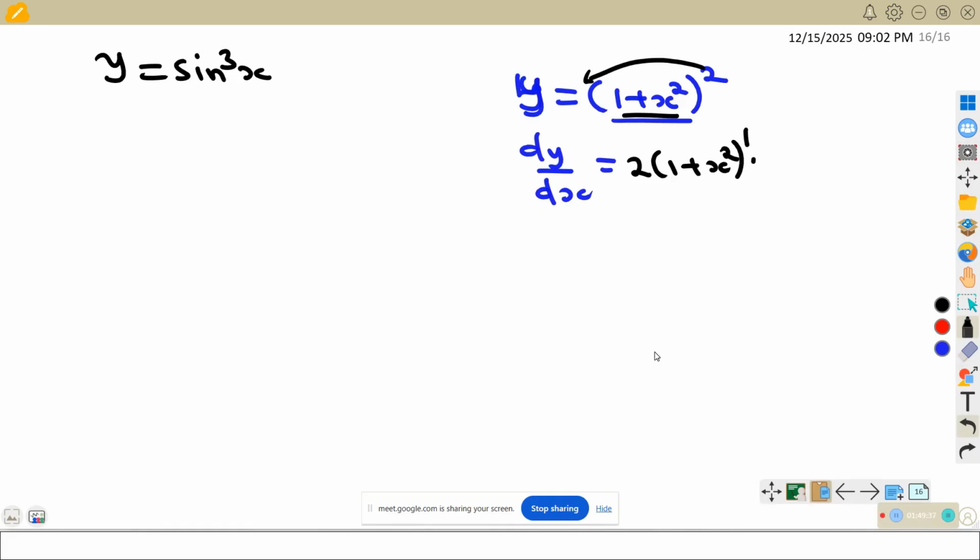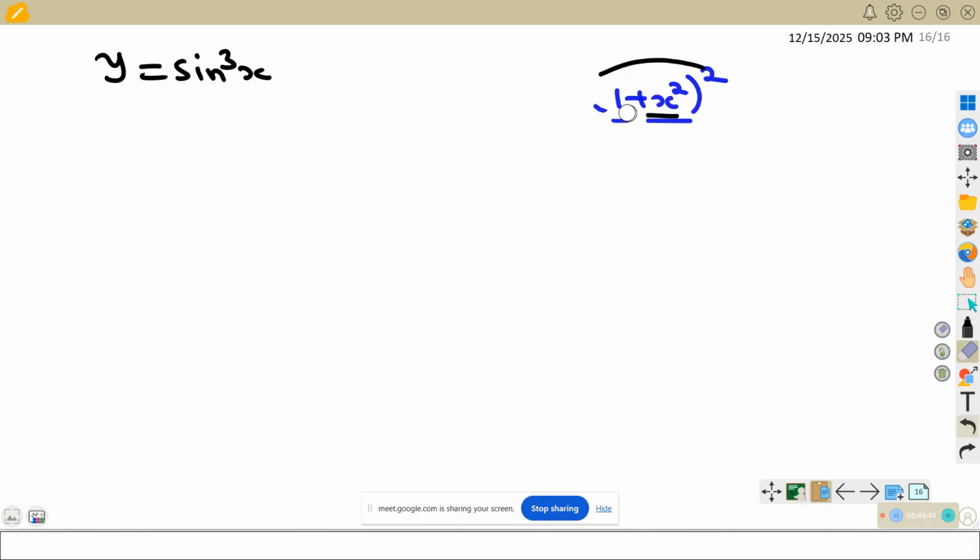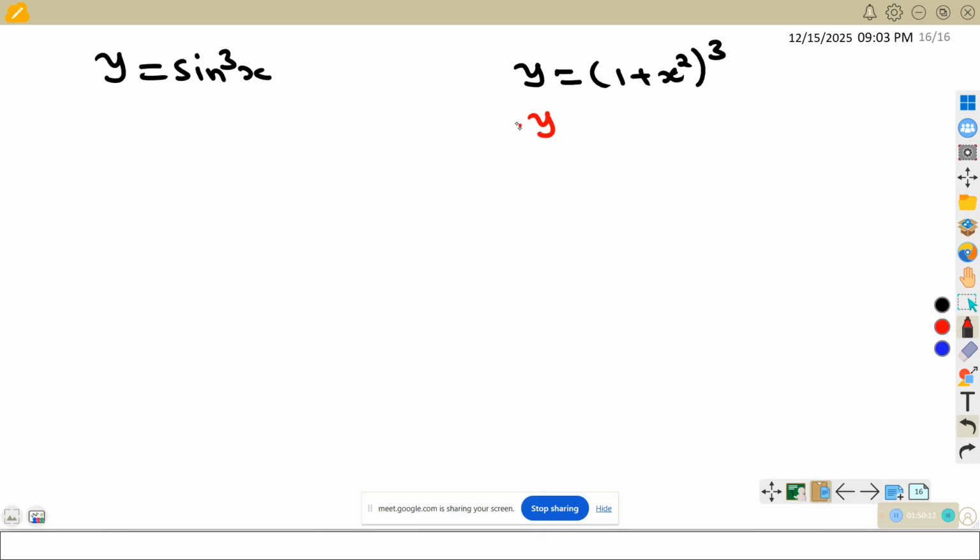All right. So we were looking at, before that, let me first remove this. I wanted to look at y equaling sine to power 3 of x. If I want to differentiate this, I started by asking if anyone can differentiate for me (1 plus x squared) to the power of, let me increase the power now, maybe 3. How do you differentiate this? What is dy/dx here?